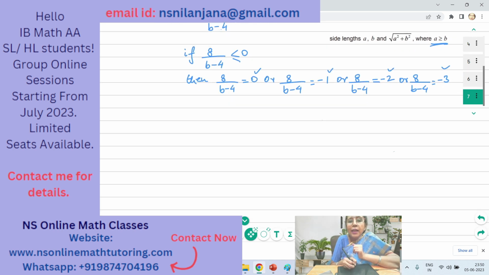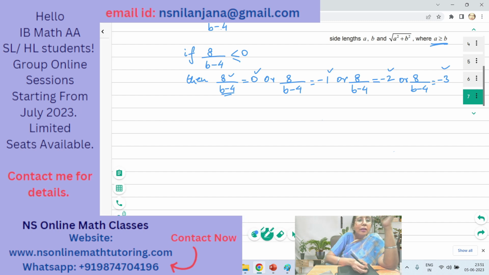So, let us see if we can get any valid B value from these four conditions. Can we have 8 over (B minus 4) equal to 0? Because the numerator is 8, this denominator will not be equal to 0. Then how can we have the fraction value equal to 0? A fraction can have a 0 value only if the numerator is equal to 0. So this cannot be taken.